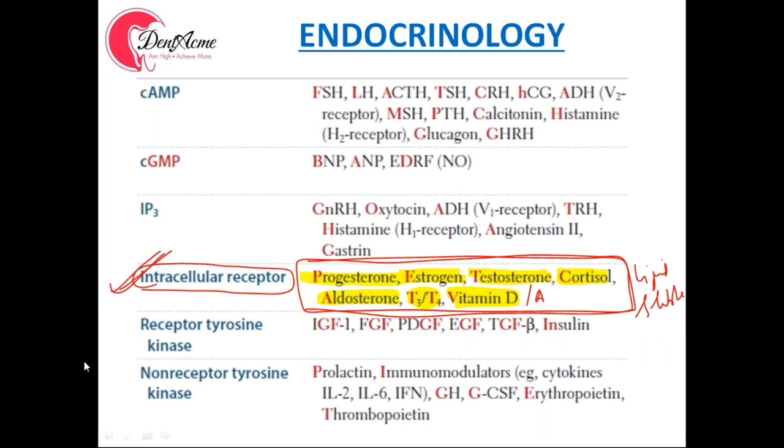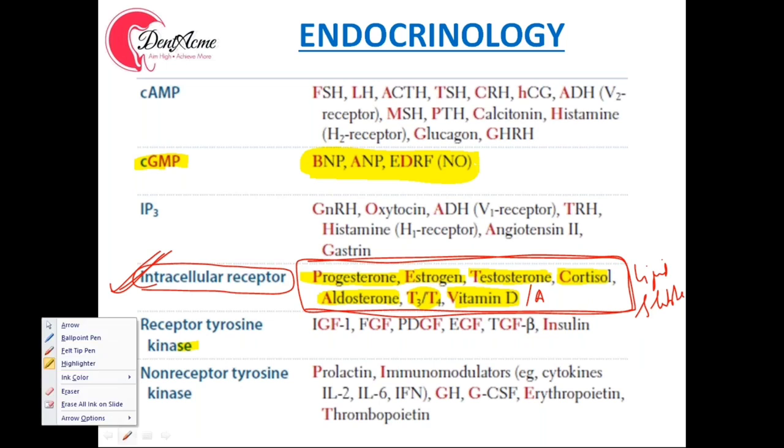Other than that, there are only three things which act via cyclic GMP. Cyclic GMP is a secondary messenger. They are brain natriuretic peptide, atrial natriuretic peptide, and EDRF, that is nitric oxide. These are the only three things which act via cyclic GMP. So yes, we can remember that.